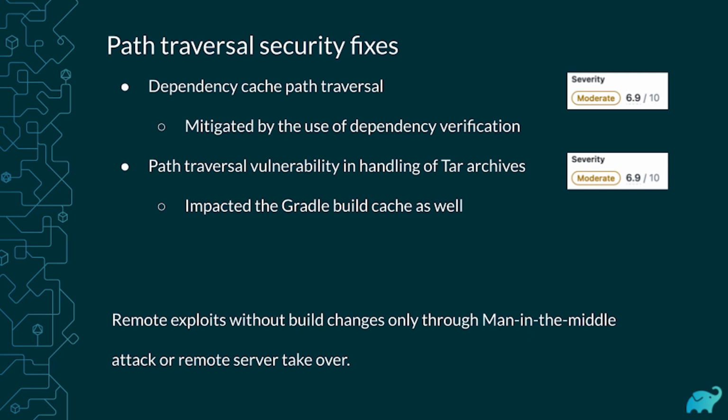The good news, I guess, if there can be good news with a security advisory, is that a remote-only exploit without build changes was only possible through a man-in-the-middle attack or remote server takeover, like either your dependency repository or the build cache node or the server that was serving the tar archives that your build was using. Anyway, we still recommend that you watch out for any abuse of these and upgrade to Gradle 8.2.1 or 7.6.2 if you're still on the 7.x line, because these advisories were fixed there as well. And that's it.